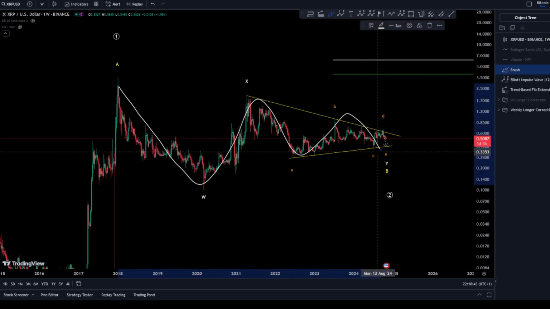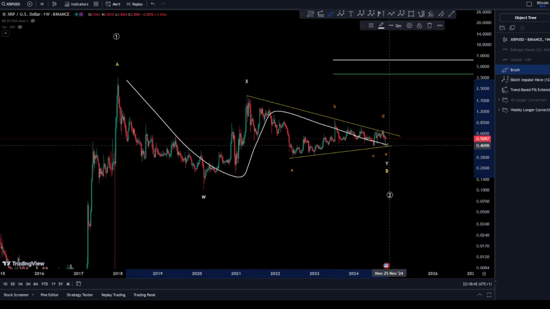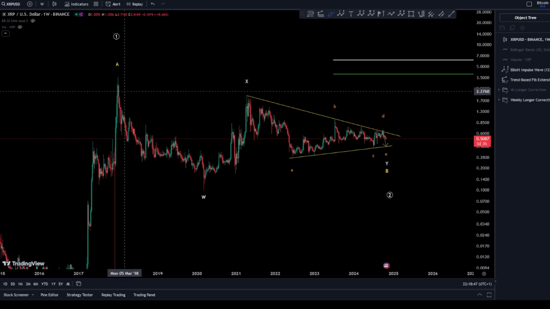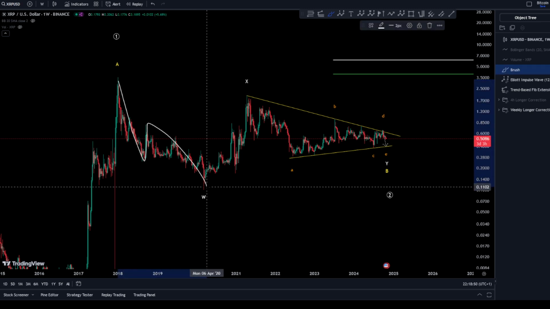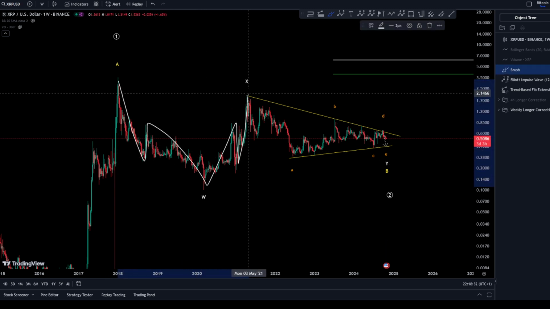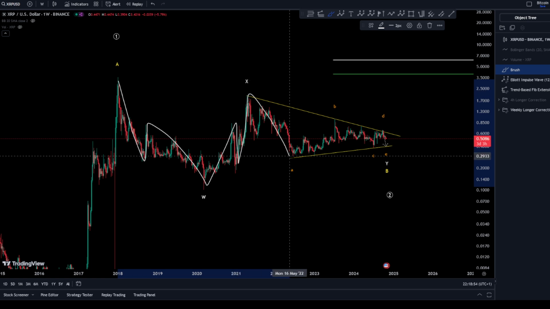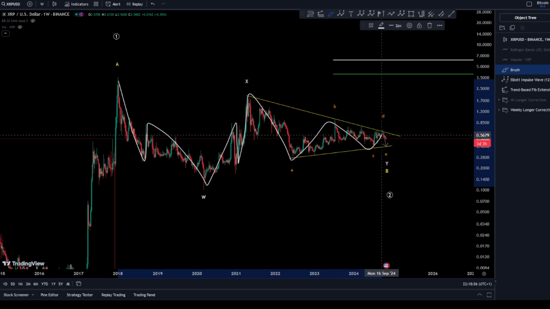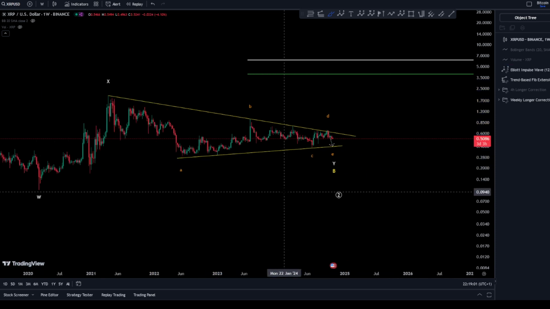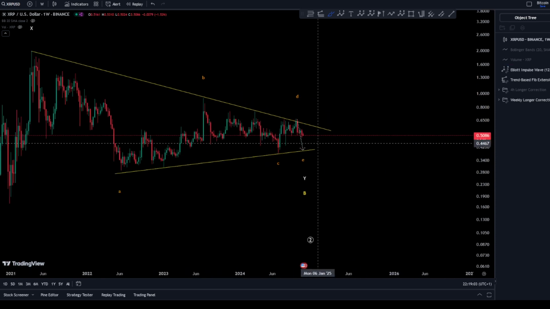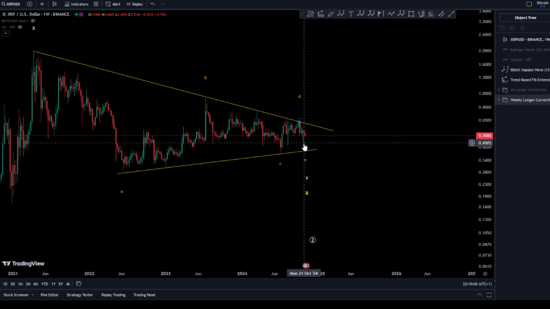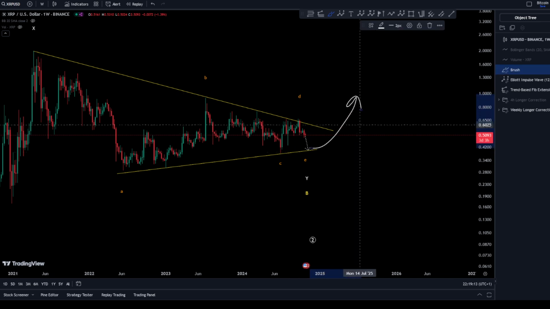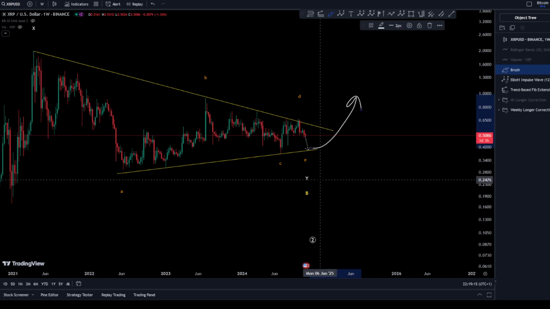Especially since we are looking at something like that. It looks like a triangle or a WXY, which is very, very long. Your W is a zigzag, your X is also a zigzag, and your Y is an A, B, C, D, and wave E towards the downside. Okay, and in this scenario, of course, you are still looking a little bit towards the downside to finish this wave E. And when this wave E finishes towards the downside, then we are looking for a reversal directly towards the upside.